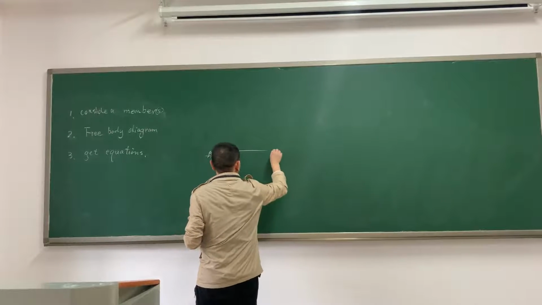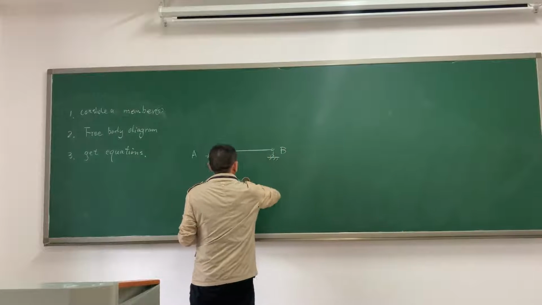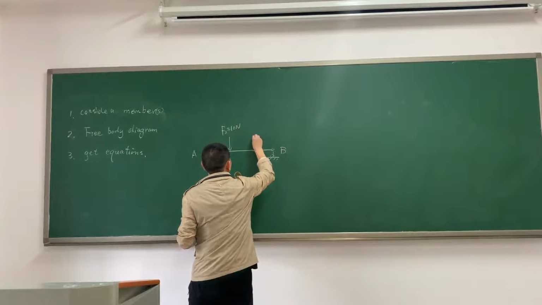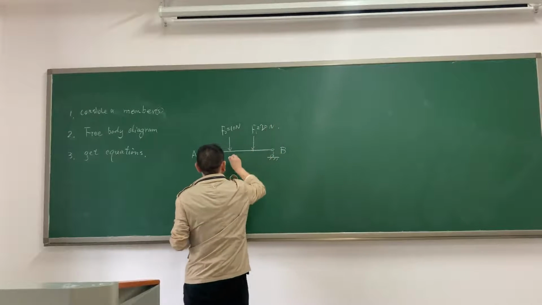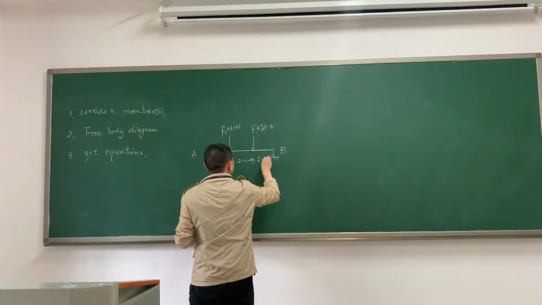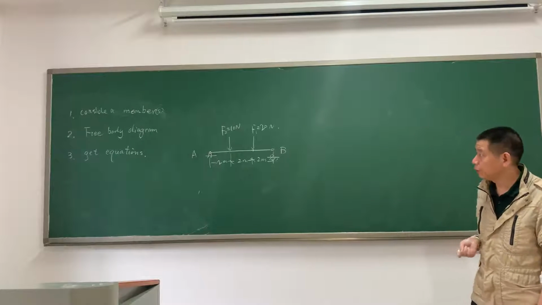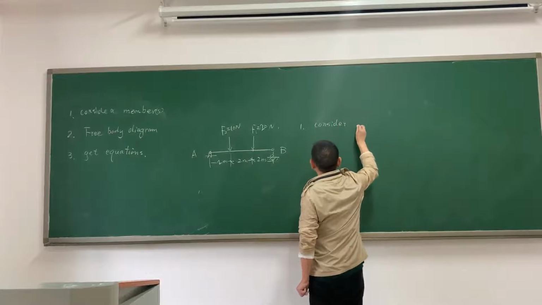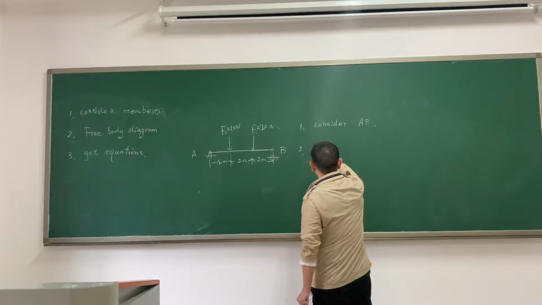For example, F1, F2 is 10 Newton. F1 is 20 Newton. 2 meter. 2 meter. How to find the reactions? At first, consider AB as a member. Step 2. Draw the free body diagram. Can you draw the free body diagram?